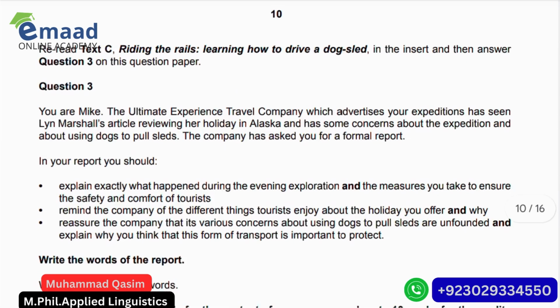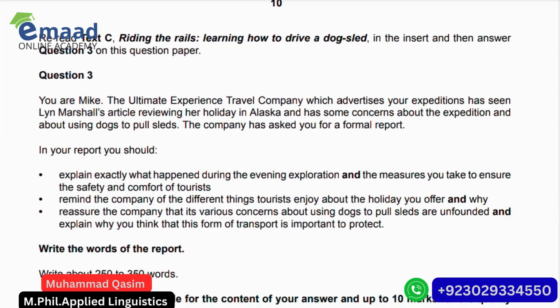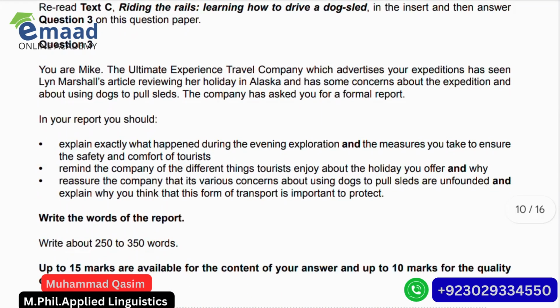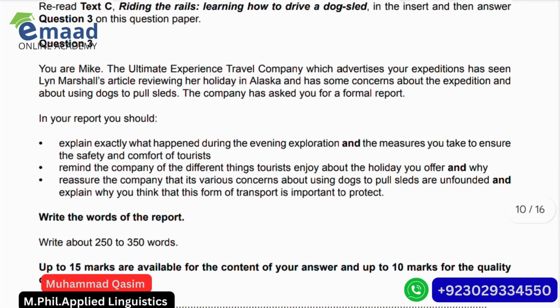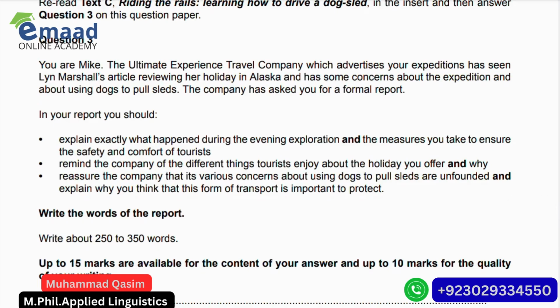So after reading text C, there is a third, the last question. This last question will require an extended response, a long question that is based on report writing or something like that. So here in question 3 for 25 marks, they have asked you to write a report, but it can be a letter, report, journal, speech, interview, or article.